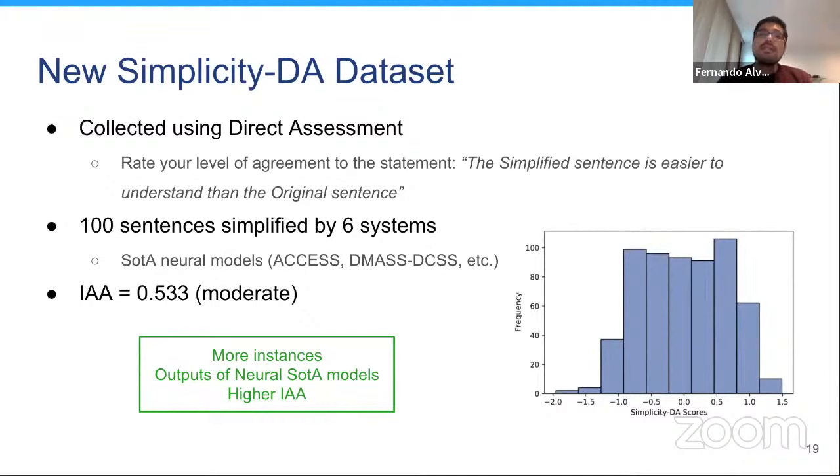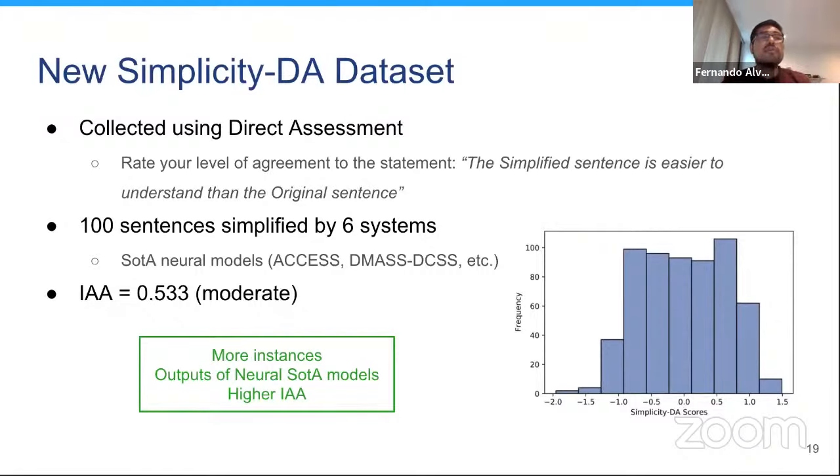The good thing about this is the systems that we selected are state-of-the-art neural models for sentence simplification. For those familiar with the sentence simplification literature: ACCESS, DMASS, DCSS, DRESS are the state-of-the-art models. ACCESS and DMASS DCSS, based on the transformer architecture, are the top models in the area now. So we include them because we think it's important to include these more recent models in the evaluation.